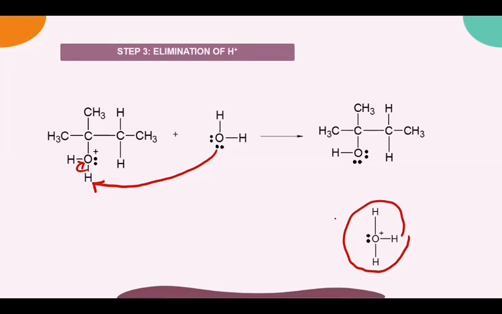Remember, the characteristic of a catalyst is that it will remain after the reaction is complete. So H3O+ will be regained in the reaction as sulfuric acid. That's all for the mechanism of hydration of alkene.